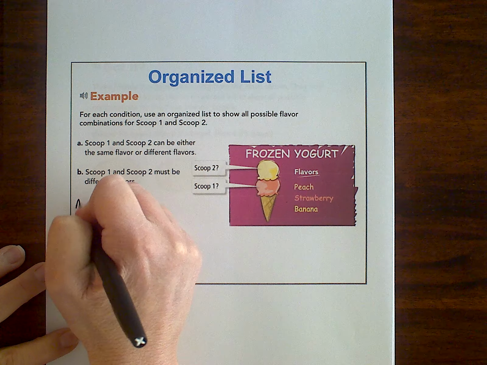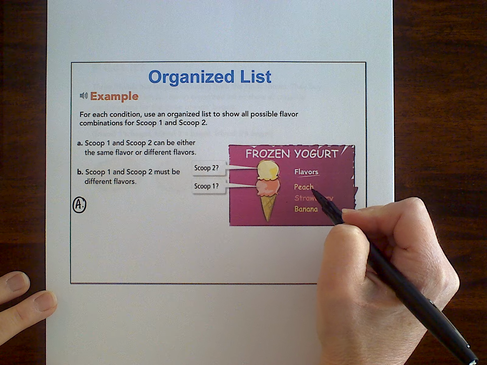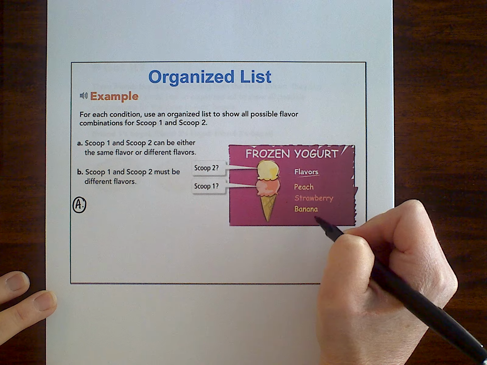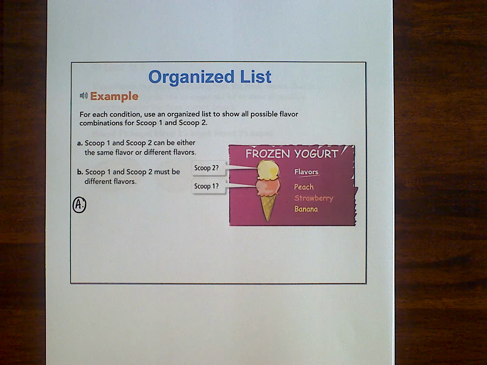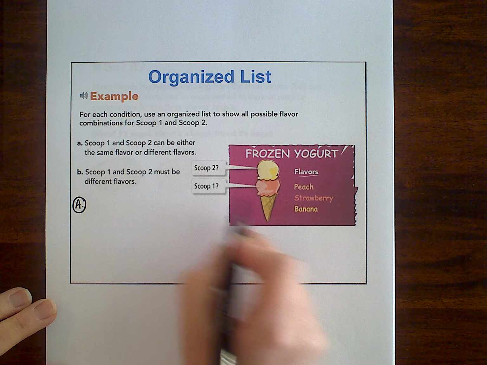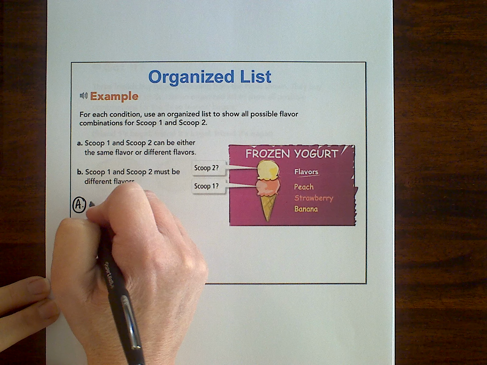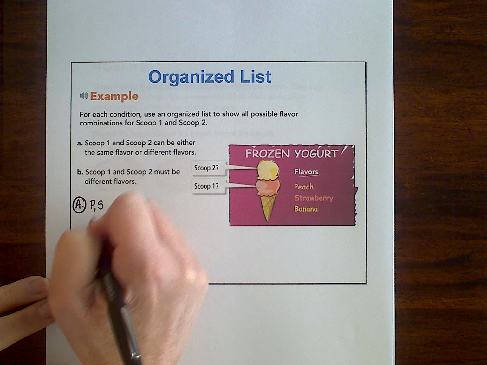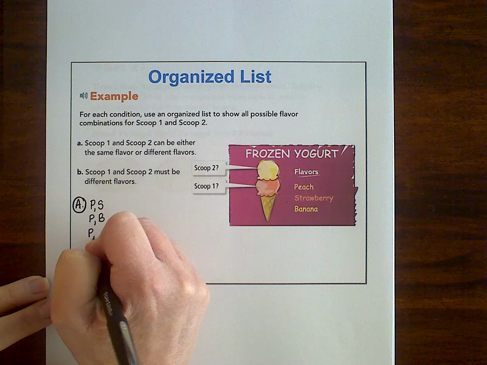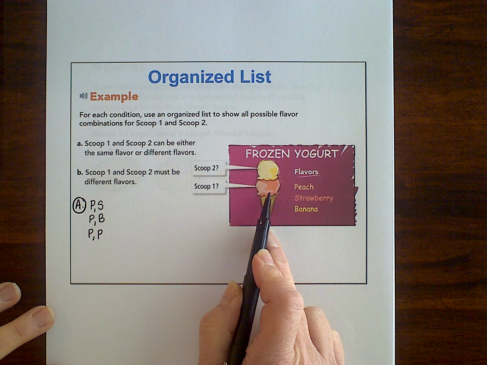So for question A, just like we did in yesterday's video, we want to identify each of these using a letter. We can use P for peach, S for strawberry, and B for banana. And I'm going to start with peach. And you'll notice that scoop number 1 is the one that's touching the cone, and scoop number 2 is the one that's at the top. So my flavor choices can be peach with strawberry. It can be peach with banana. Or, don't forget, I can have peach and peach. So that is when peach is the first flavor, the one touching the cone.